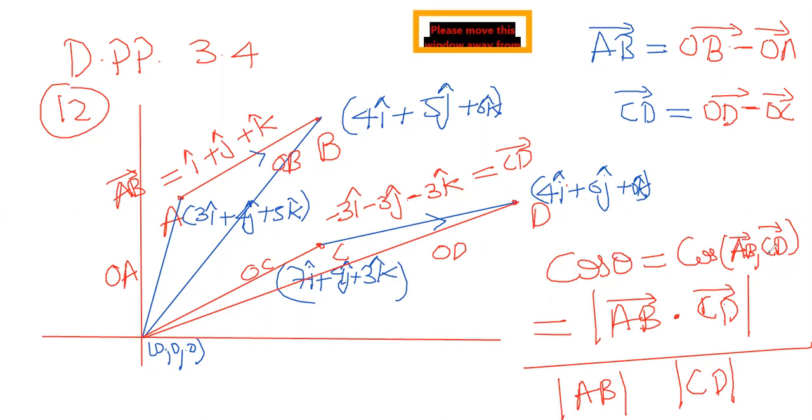You may get 1, you may get 0, you may get 1 by 2. You will get values which you already know from your 10th standard. What all values does cos theta take? Root 3 by 2 or 1 by 2 or 1 or 0, or 1 by root 2. These are the values. Either of them will come in the answer. So now let me do that in the next slide.